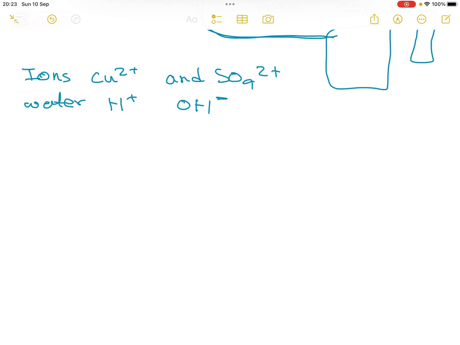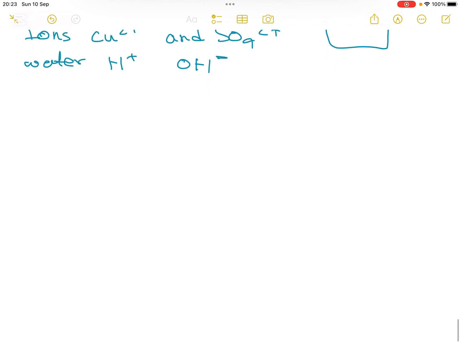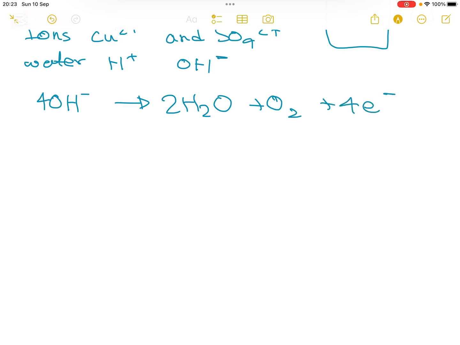Okay, we said this in the first chapter, that we have molten and we have solution, and so oxygen is what is discharged. Oxygen is the gas given. Here is the equation for hydroxide, giving us water, oxygen, and 4e-. And so the sulfate, SO4, remains in solution. That's of course at the anode.